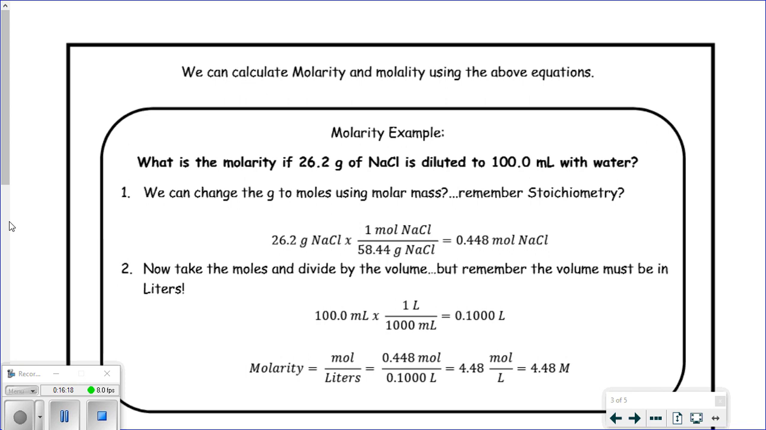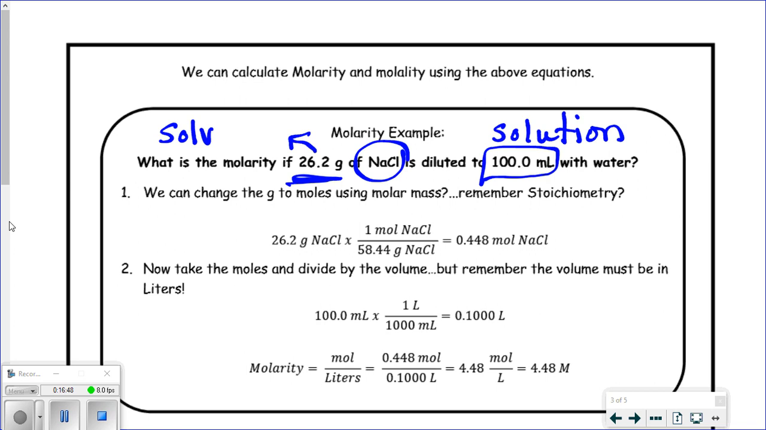So what I want to do is find out, if I'm in the lab and I need to make this, and whenever I make you guys reagents, this is what I have to do. If I have 26.2 grams of sodium chloride, and I dilute it to 100 mils. So 100 mils is my solution. That's how much solution I have. The NaCl, and my dog might bark in a minute, sorry, is my solute.